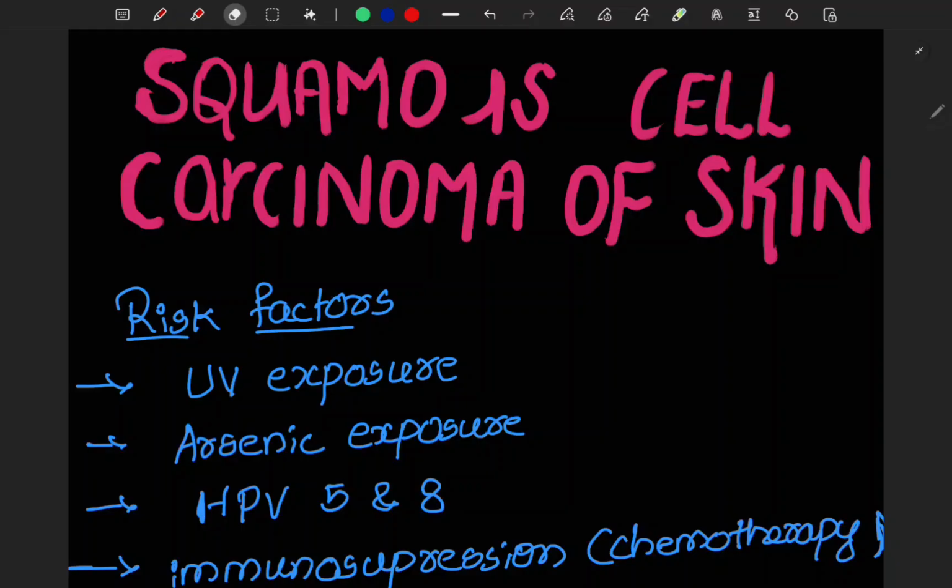Today let us discuss squamous cell carcinoma of skin. Squamous cell carcinoma is the second most common type of carcinoma that occurs in sun exposed sites of skin. So now let us discuss the risk factors.